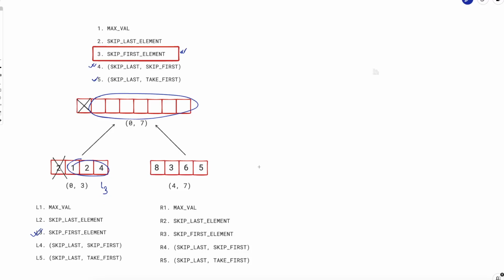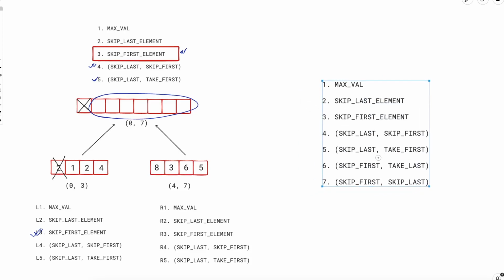In a very similar fashion, you will need two more variables, which are skip first take last and skip first skip last. In other words, you are saying that if I skip first and take last, then what is the maximum subsequence sum? Let's call this L6, right? And whatever L6 is, you can simply take the skip first element with this to get your final answer, right? Now this is one possible candidate for skip first element.